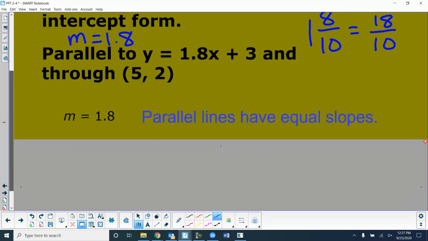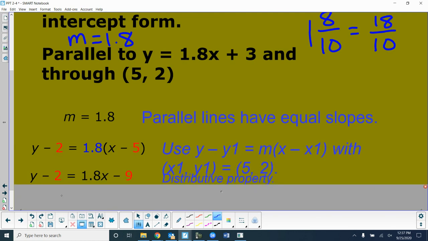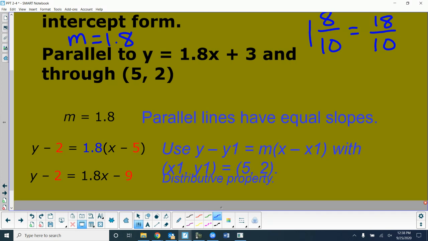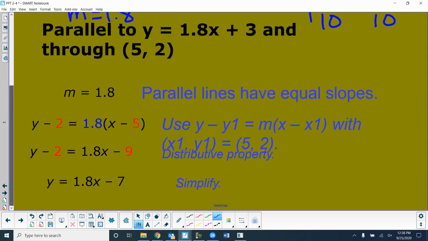Okay, so parallel lines have equal slopes. They use point slope form. x minus the x, y minus the y. They distributed. And then do what with the 2? Add it, right? So there's our answer.